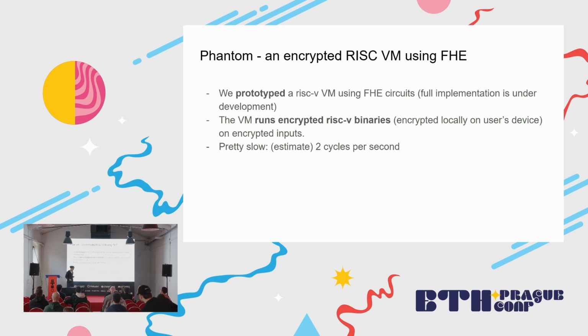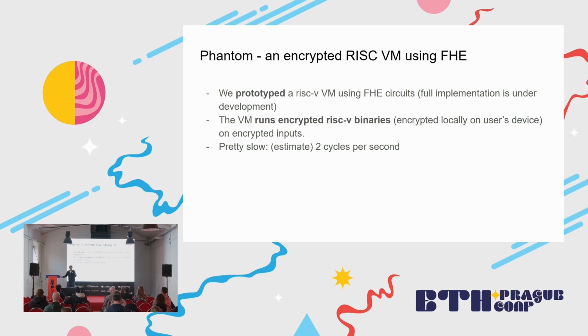Cool. So we tried building this encrypted computer, and we in fact built it using FHE. We, for some reason, call it Phantom. So we prototyped this, and what we did is that we took the RISC-V virtual machine spec, and then we implemented the RISC-V virtual machine spec using FHE circuits. So we simply wrote the entire spec in FHE circuits, and that's how you get a RISC-V virtual machine that is encrypted. The full implementation is not ready yet. It is still under development.